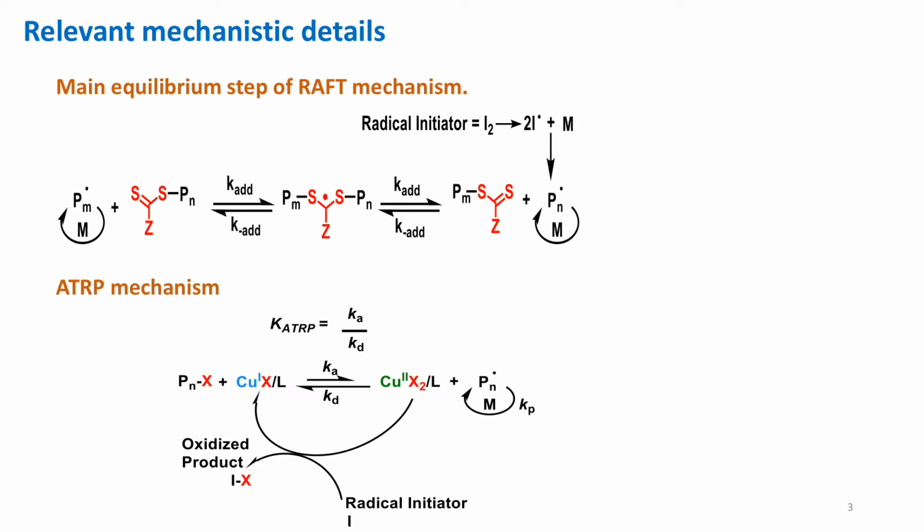So these are the relevant mechanistic details for both techniques. The first equation is the main equilibrium step for the RAFT mechanism. In this RAFT mechanism, we are using a chain transfer agent, and this chain transfer agent is in a main equilibrium with the radical intermediate. You can see it in the red color. Compared to that, in the ATRP mechanism, we are using a metal catalyst. Here we use copper as the metal catalyst.